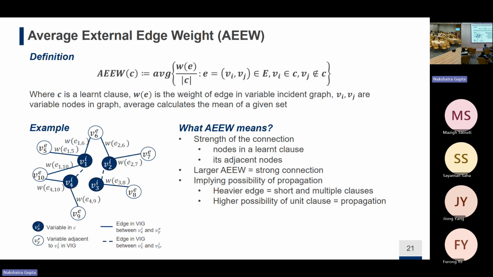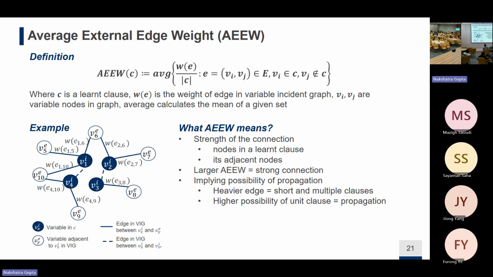The average external edge weight shows the value of a learnt clause in the graph structure. The value is defined like this: it shows the average edge weight between the nodes of a learnt clause and the outside of the learnt clause. Here is an example in the left bottom. Consider the graph from the CNF, and this is a subgraph. The blue nodes are the variables in the learnt clause, and the white nodes are the adjacent nodes in the graph. The value of the average external edge weight, AEW, is calculated from the edge weights between the blue nodes and white nodes. So heavier weight indicates a larger AEW value, and a larger AEW value means better learnt clause quality.